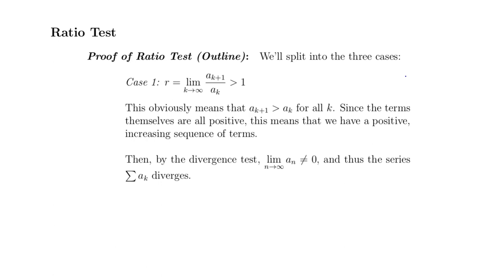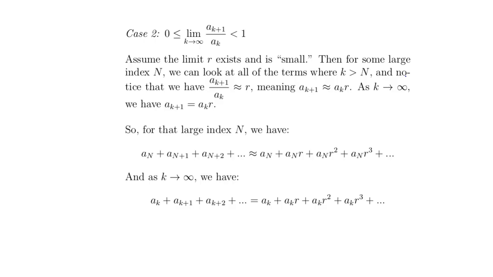Let's pretend that we found that this ratio was bigger than 1. Obviously, that means that the numerator is bigger than the denominator for all the k values, since it was true as k went out to infinity, or at least for all the meaningful k values, right? Because all the ones that matter are the terms really far into the series. Since the terms themselves are all positive, that means we have some positive sequence of terms that's increasing, right? Then, by the divergence test, we can clearly see that those terms are not going to go to 0. And so, the series diverges.